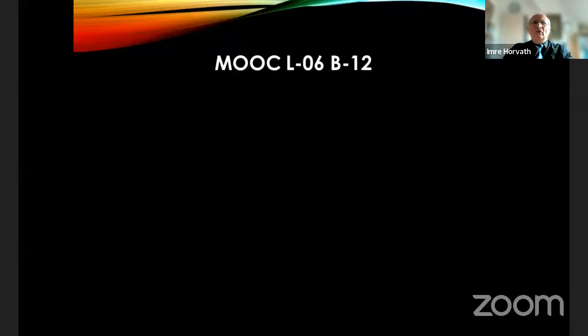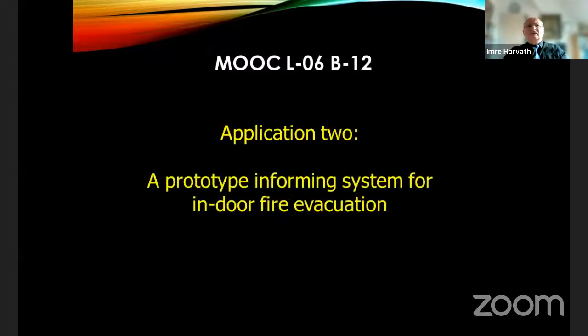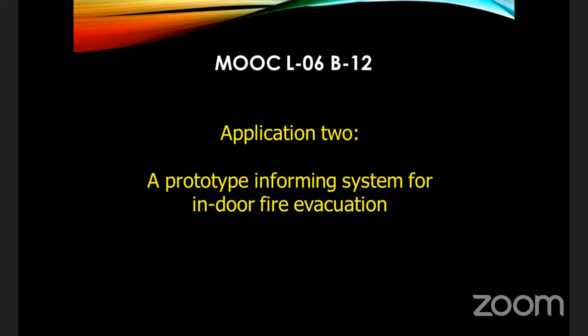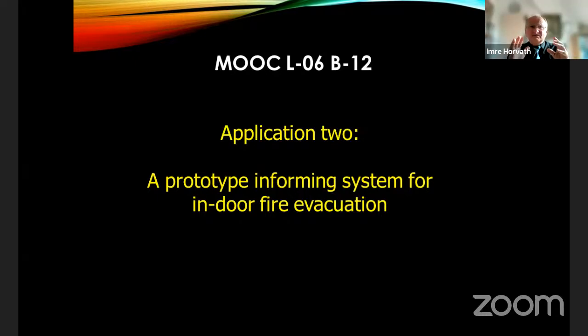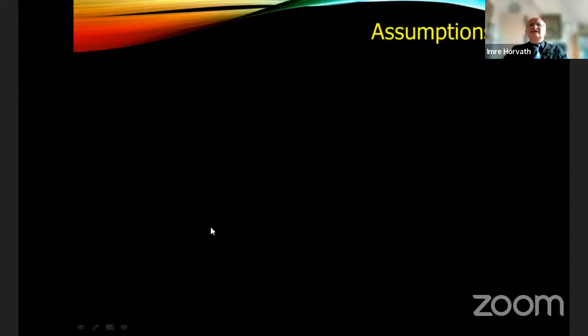Actually, this is the fourth block today, which is about another demonstrative application, a prototype informing system for indoor fire evacuation. So please see here the difference between the cyber physical system and connect it to my explanation what I provided earlier. So the goal of the previous system was providing services. The goal of this particular prototype system is providing information in a particular situation, which is a fire evacuation from, let's say, a high-rise building. Let's see what it is all about.